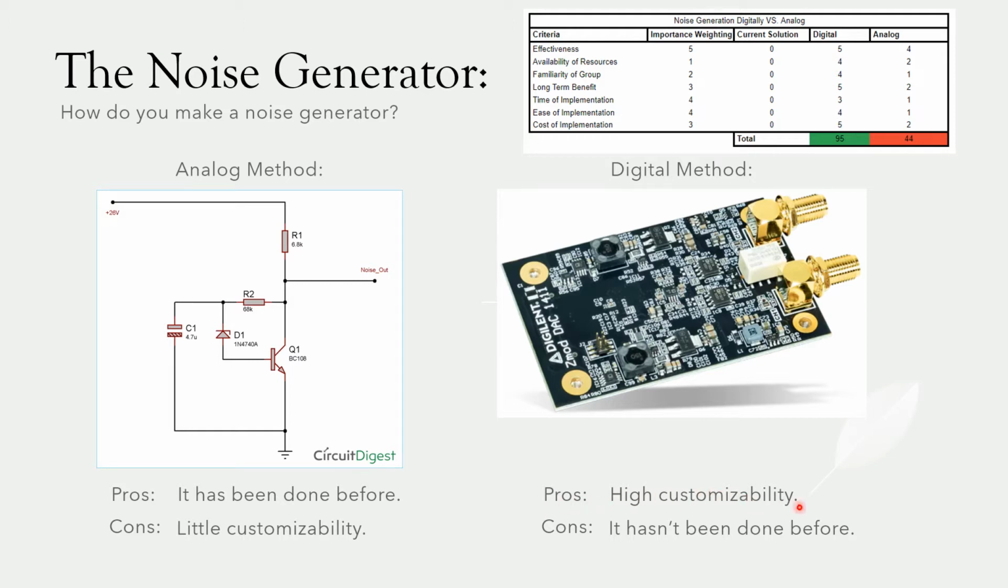The pros of this would be high customizability, which means we can intentionally fail tests if we'd like, or we can decrease the noise to see where the RT actually would pass or fail. The con is it hasn't been done before, and as we would come to find out, this actually became a lot more difficult than we thought.